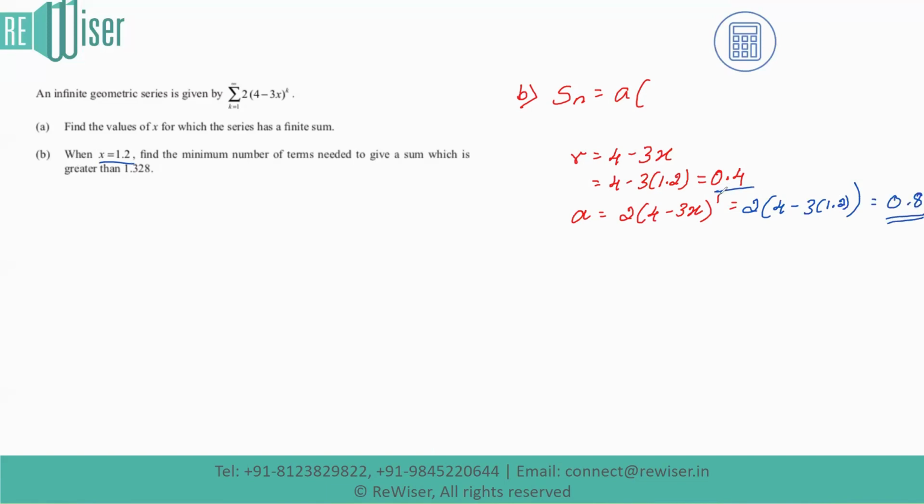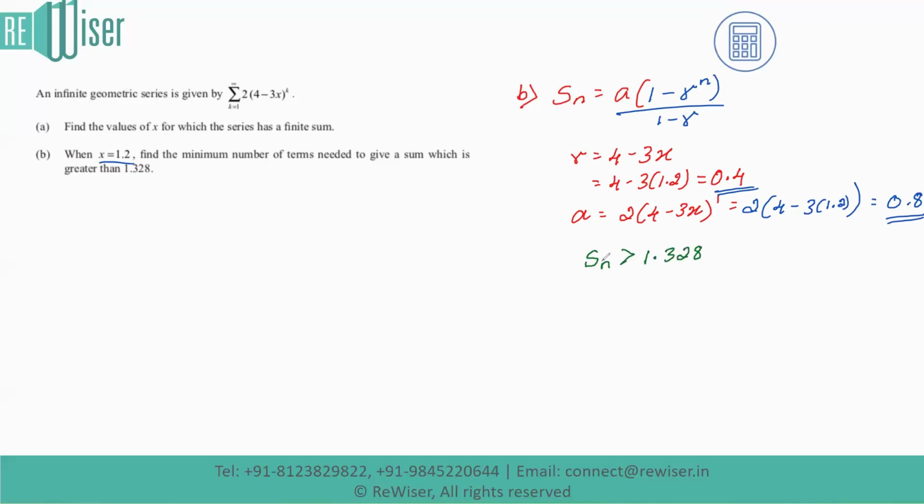Now, whenever the r value is less than 1, we always use the formula for the sum of n terms to be (1 minus r to the power n) over (1 minus r). The question is talking about the sum of n terms having to be greater than 1.328. So for what value of n is this greater than 1.328? That's what we need to find out.